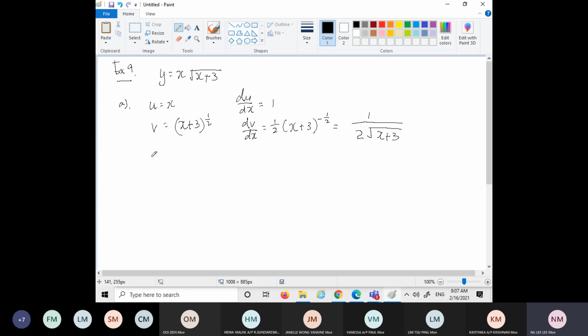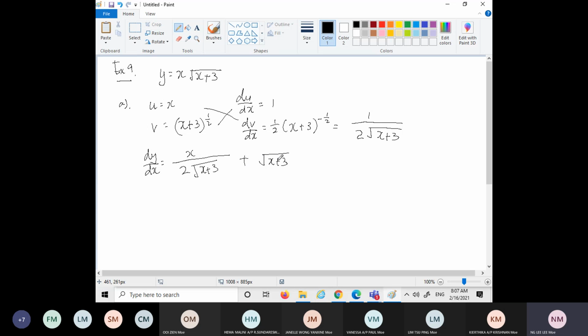So dy/dx. Remember the product rule is plus. So this x times this: x over 2 square root x plus 3. Then plus, this times this. This one you can write back as x plus 3.